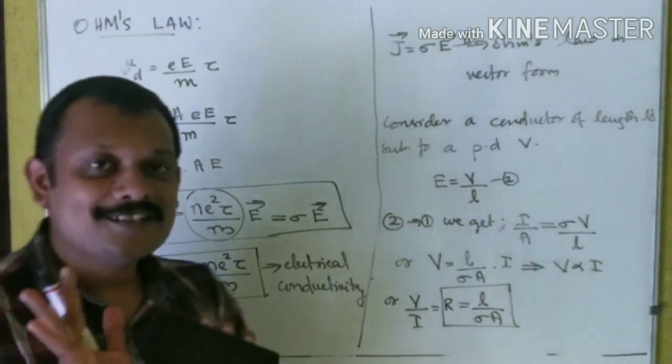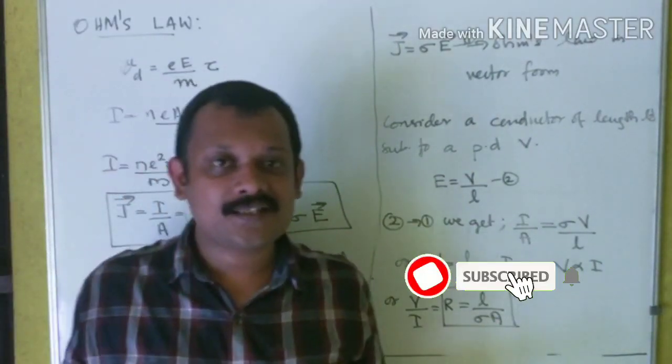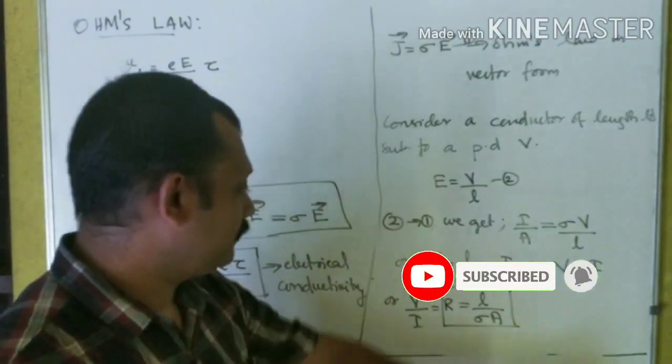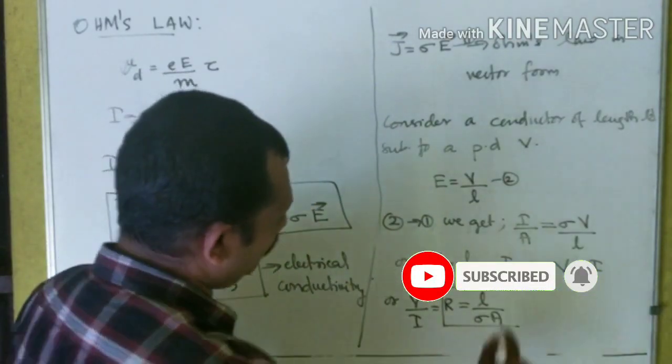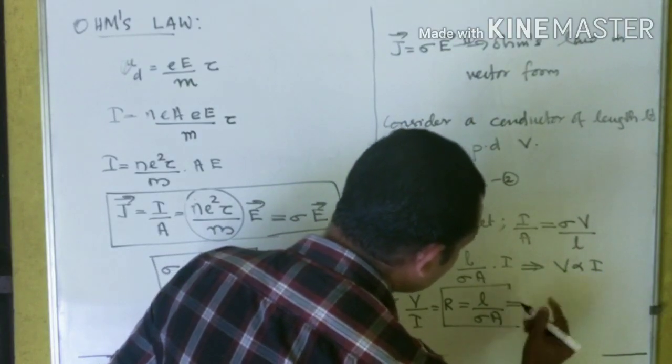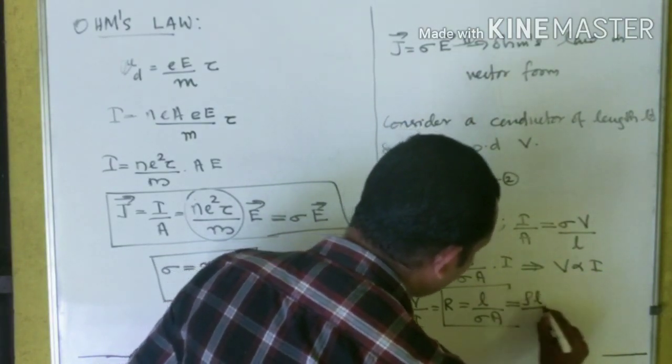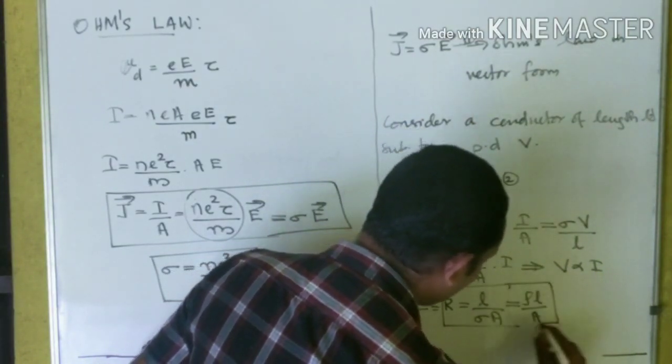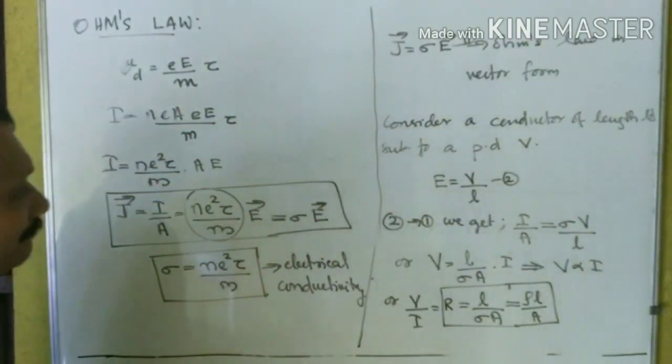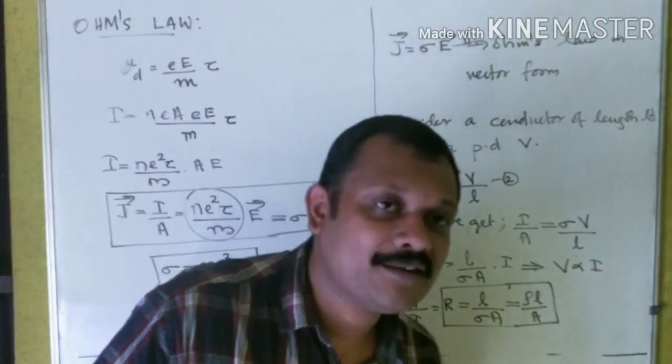This is the answer. Now you will say, sir, this is not what we have learned. What you have learned is rho L by A. This is also equal to rho L by A. Then what is the relation between rho and sigma?